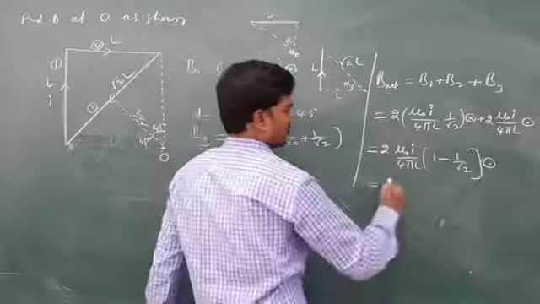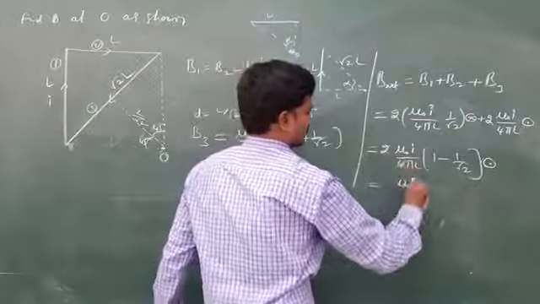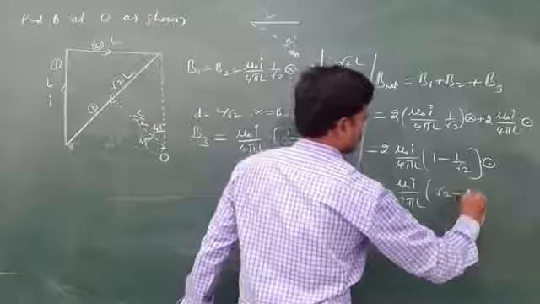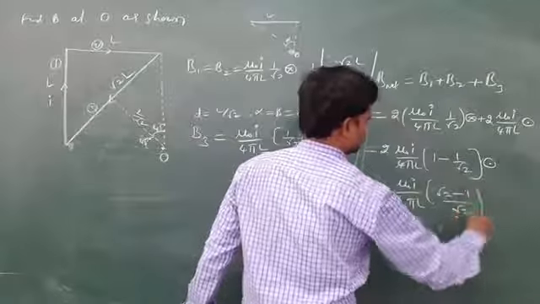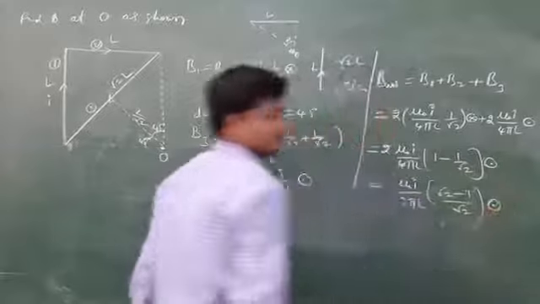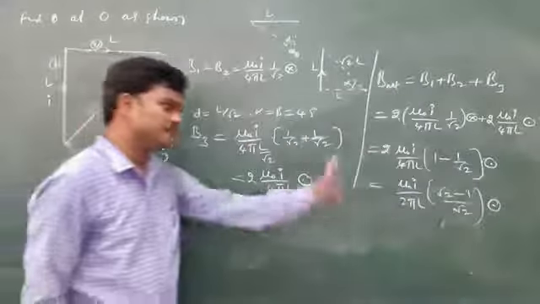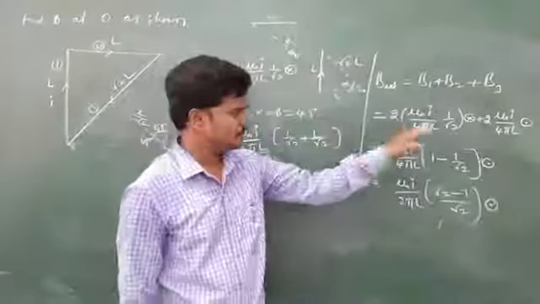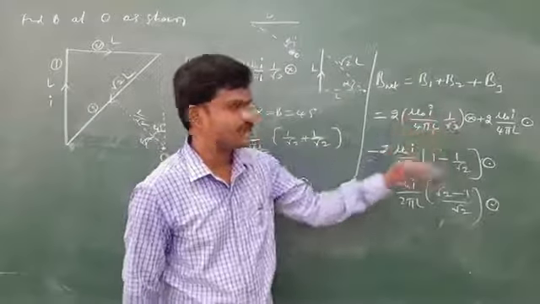Now the answer is mu naught I by 2 pi L times (root 2 minus 1) by root 2, outward. So based on the given options, you change these calculations. The calculation is left to you only. Based on the given options, you verify the calculations.